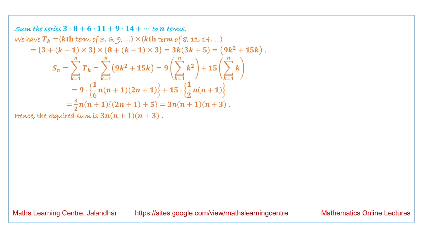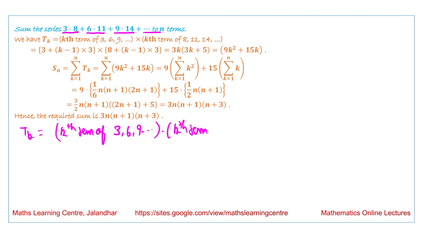Next is sum the series 3 into 8, 6 into 11, 9 into 14, so on up to n terms. So if we write the general term for this series, we can write tk, that is equal to the kth term of 3, 6, 9, so on, into the kth term of 8, 11, 14 and so on.